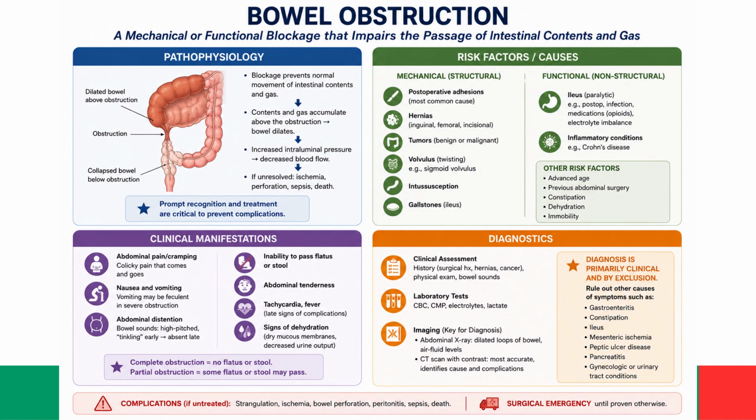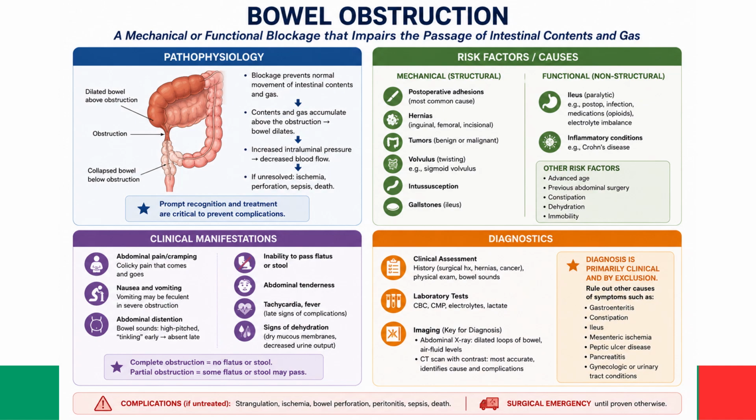We have obstruction that can go to distension with increasing pressure, and we get impaired perfusion, ischemia, necrosis, and then perforation, peritonitis, sepsis, and death. So that's the sequence I want you to understand. Now, which findings would make you more concerned?